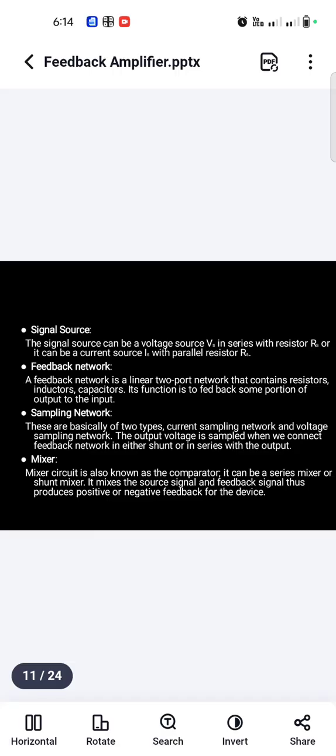Okay, it may be either shunt or series with the output. The next one is the mixing network. What is a mixing network? It is otherwise called a comparator. This mixer part is placed only on the input side. It is connected with our input as well as the amplifier, which will be mixed using the series mixer or shunt mixer. It may be positive or negative type.